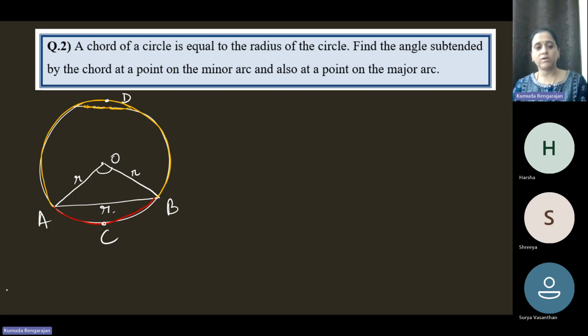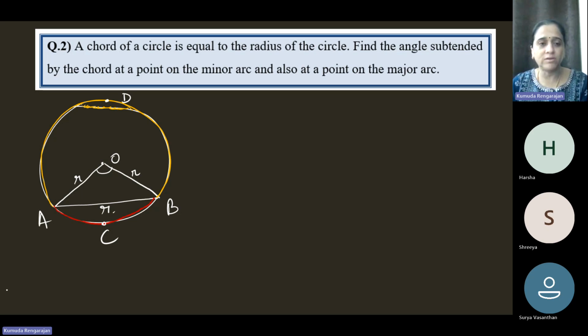Circle with center O. AB is a chord whose length is equal to the radius of the circle. Triangle AOB is equilateral. C is a point on the minor arc. D is a point on the major arc. So we need to find the measures of these angles.